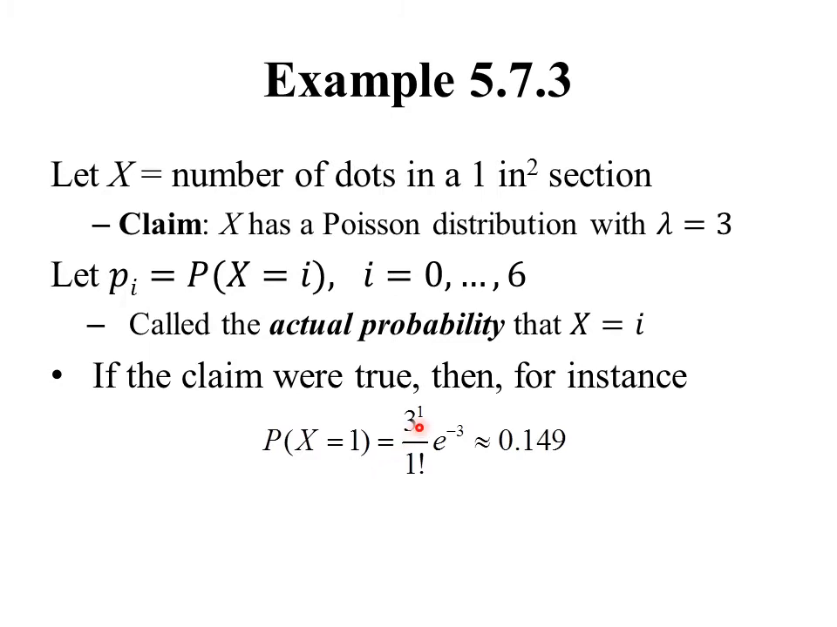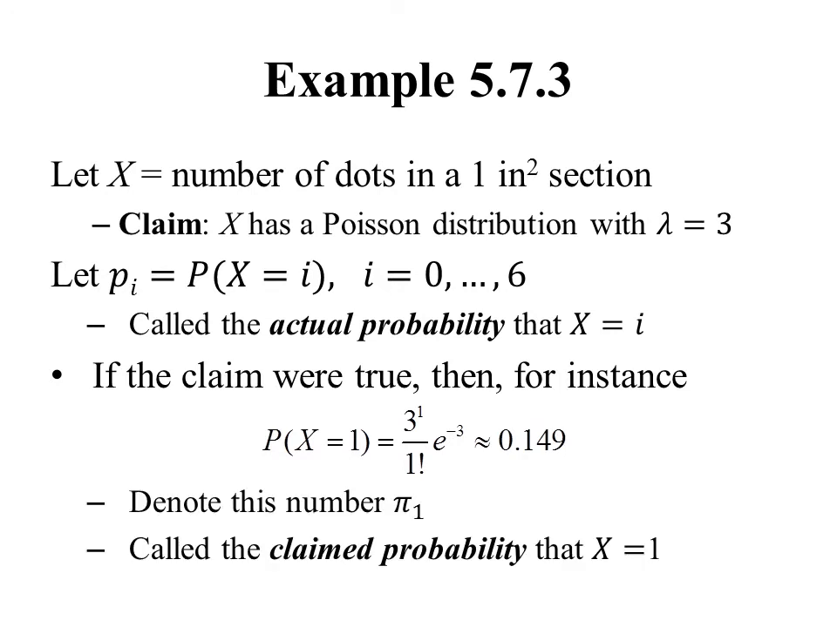So here we've got lambda to the x divided by x factorial, times e to the negative lambda. If we do that arithmetic, that comes out to be 0.149. And so we're going to denote this number pi sub 1. Now pi here is not the number 3.14, it's just a Greek letter. So we're going to note this number pi sub 1, and this number we're going to call the claimed probability that x equals 1.